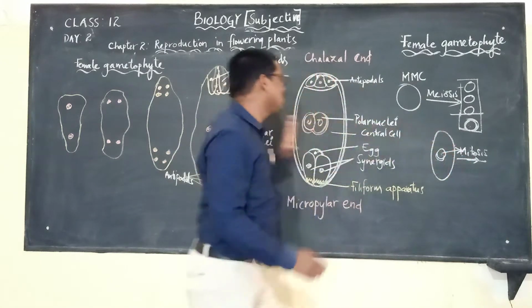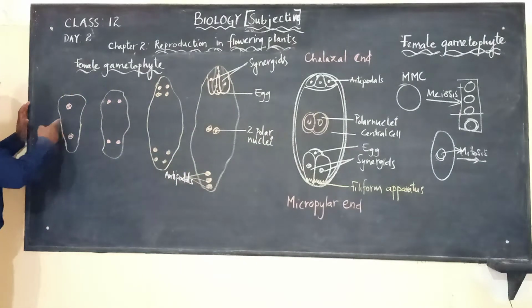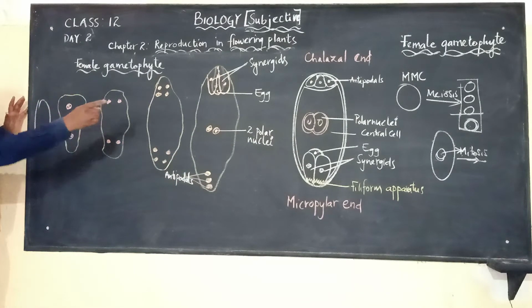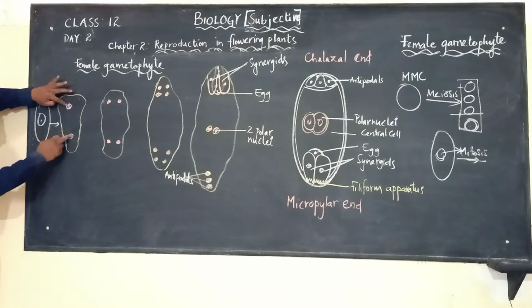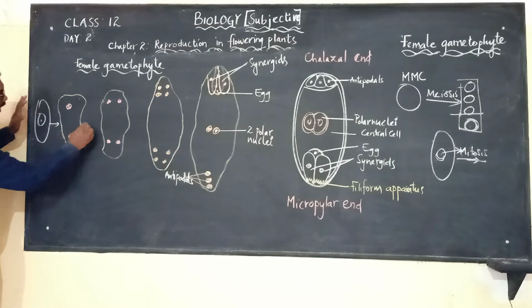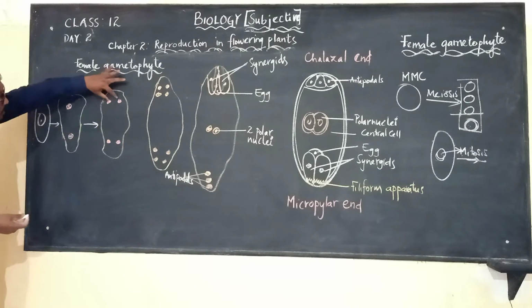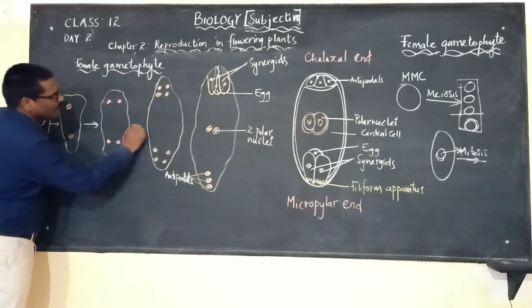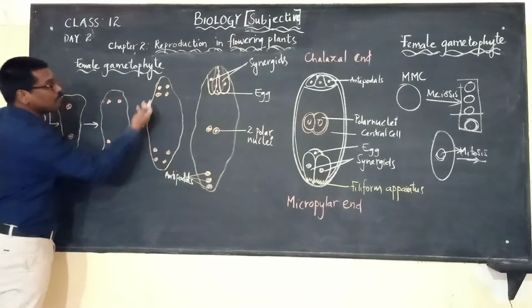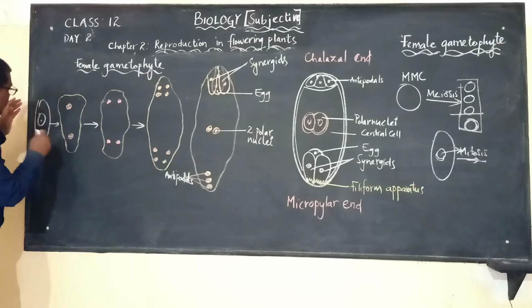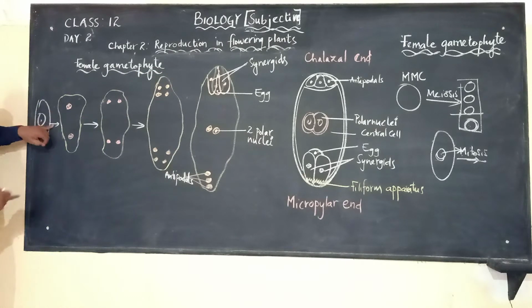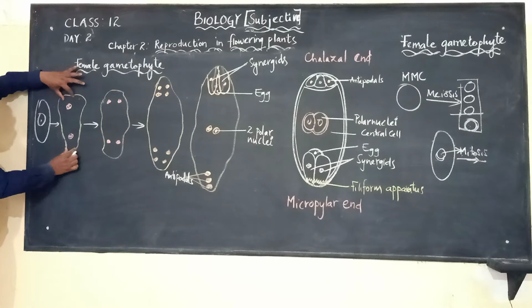When the nucleus undergoes mitotic division, let us take that one cell. When it undergoes the first mitotic division, it forms 2 nuclei. Again, these 2 nuclei undergo another mitotic division, forming 4 nuclei. Again, these 4 nuclei divide mitotically, forming 4 at one pole and 4 at the other pole. The first 2 nuclei move to the opposite poles of this megaspore.